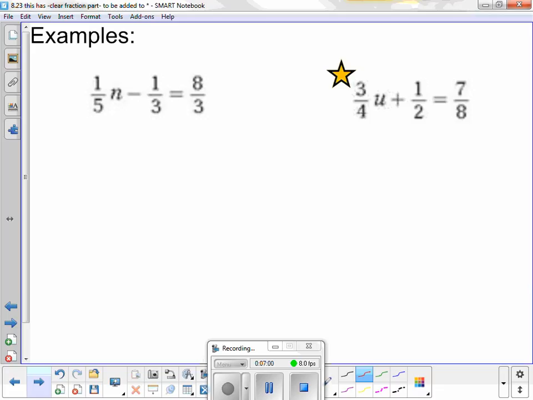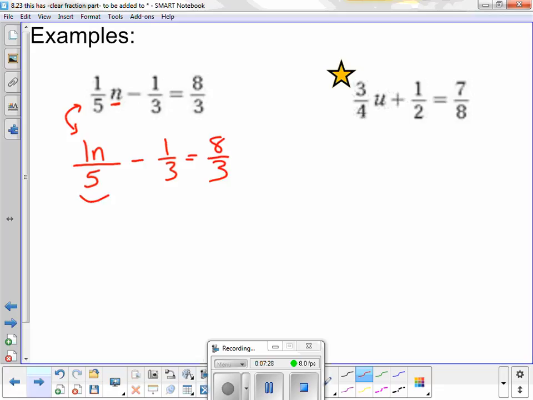All right, so looking at the next problem. First thing I want to point out is, do you notice how this n is to the right-hand side? That's the same thing as saying that it's up top. So this and this is exactly the same. You can always put the variable up top. So I'm going to rewrite it so that my variable's up top. And then I'm going to look at the denominators.